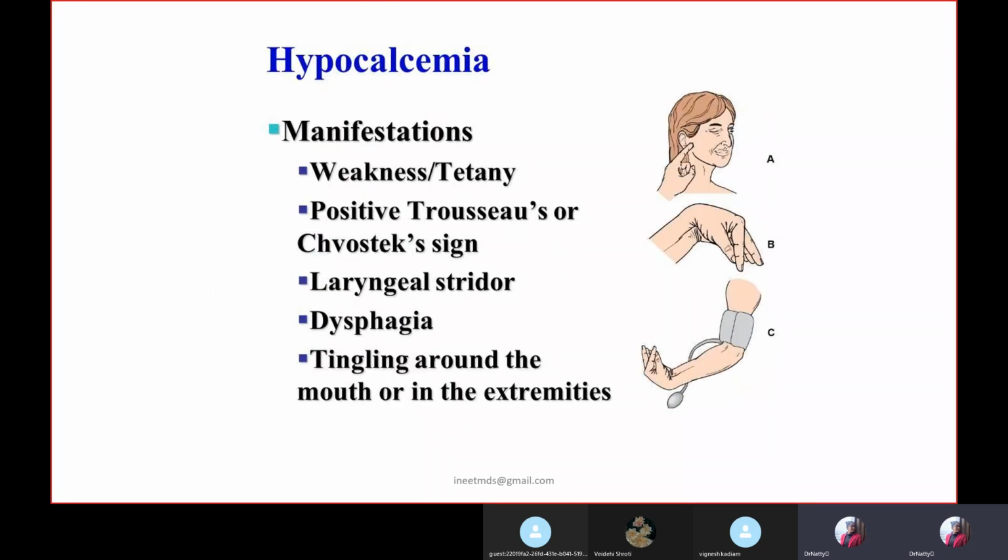So in calcium homeostasis, when there is a decrease in blood calcium level, you have hypocalcemia, and in the manifestation of hypocalcemia, the patient will have tetany, Trousseau sign, Chvostek sign. These are the important features of hypocalcemia. So a patient will have tetany. This tetany is different from tetanus. Tetanus is a bacterial infection, whereas tetany is decreased blood calcium level, that is hypocalcemia. It is called tetany.